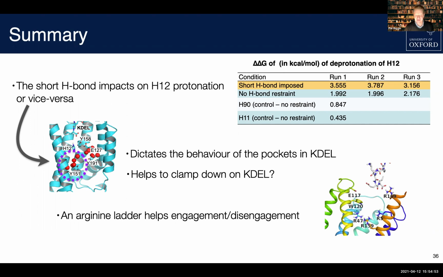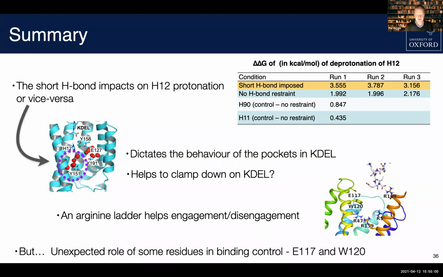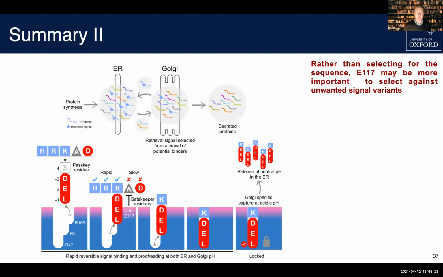And then an arginine ladder is important in terms of how the peptide engages or disengages in that initial process. And then there's an unexpected role of some of these residues in the binding control. In particular, E117 and W120 have unusual roles, which were not obvious from that first structure, but with a bit of computational insight, we've hopefully shown you what we think is now happening and how to interpret that.